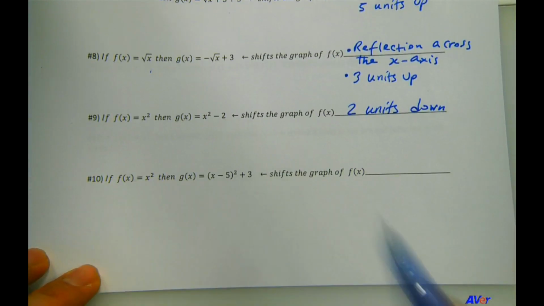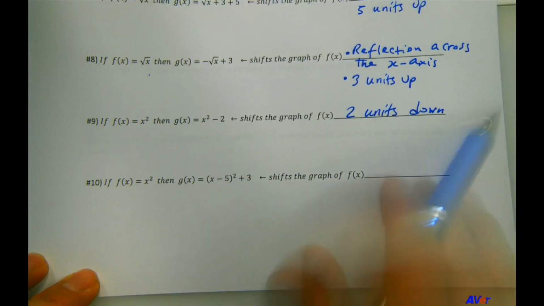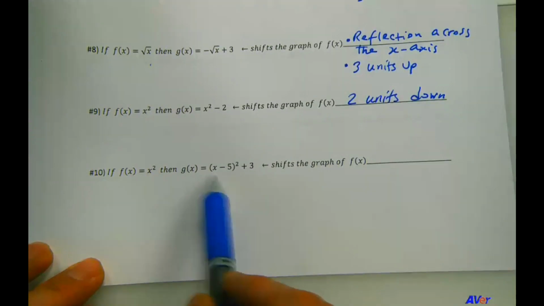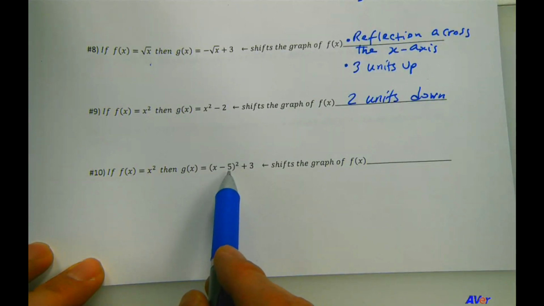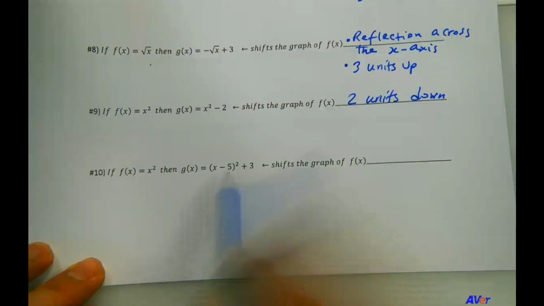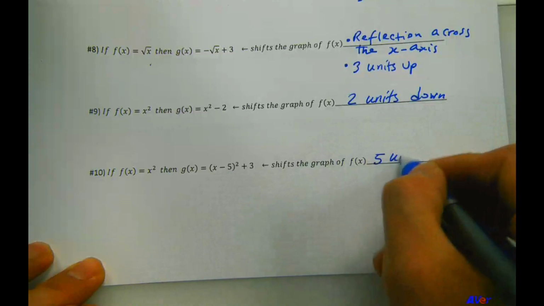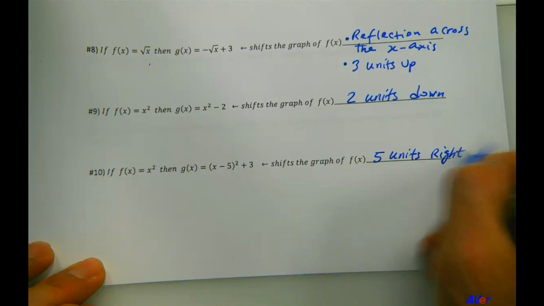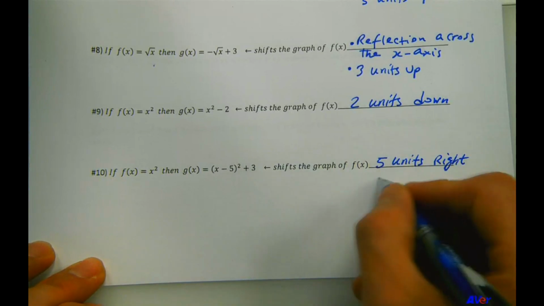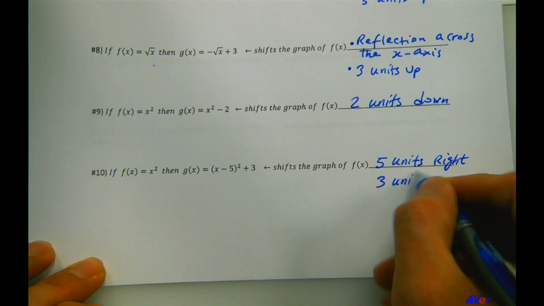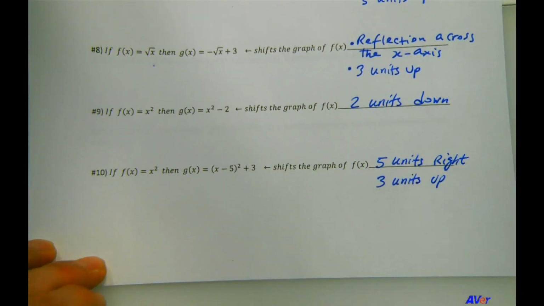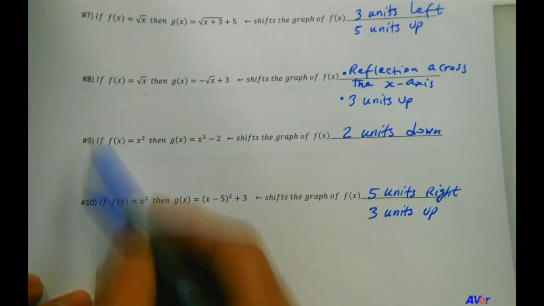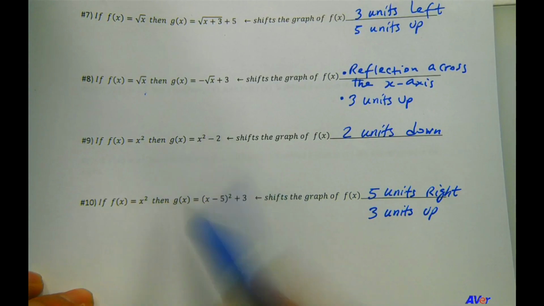How about this one? Let's do this one before we go to the computer. The shift is occurring 5 units horizontal, right? In which direction? 5 units to the right, and 3 units up. Right? Like that. So let's plot these two on the computer, number 9 and number 10.